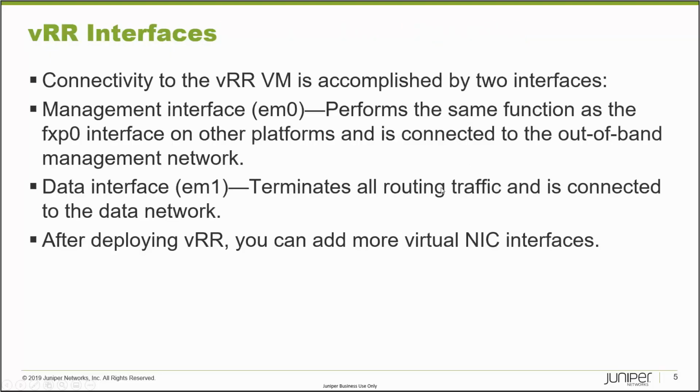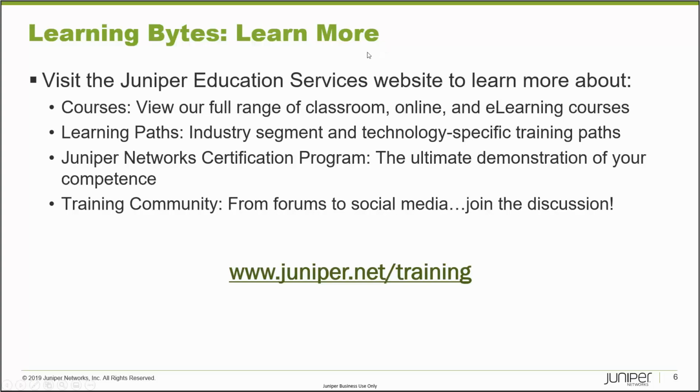VRR interfaces. When you deploy VRR, you should consider deploying with at least two interfaces. One will be em0, which serves to connect to the out-of-band management network, almost like an fxp0 interface on some of the platforms. This is where you can SSH to the VRR instance and do your CLI work. The second interface is a data interface, which is em1, and it terminates all the routing traffic and is connected to the data network. You can always add more virtual NICs to the VRR if you need. Without further ado, let's go to the deployment.